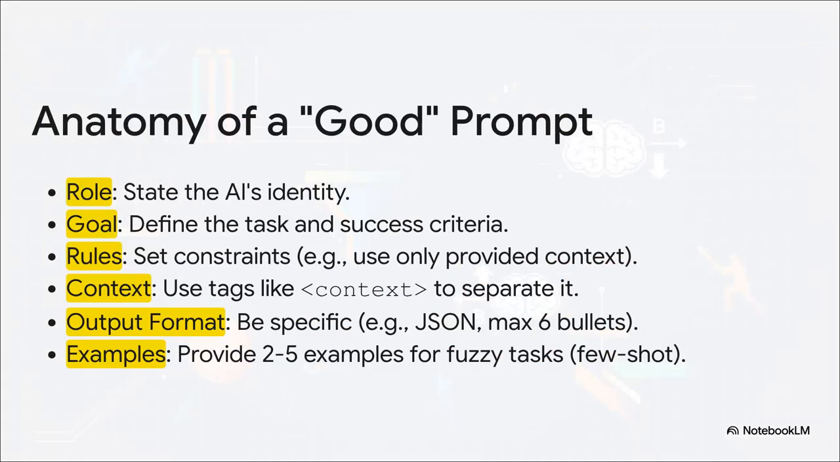So what's so cool about this is how it breaks a prompt down into its core engineering parts. When you define the role, the goal, the rules, and especially that output format, you're taking away so much of the randomness. You're reducing variability. And for those trickier, more fuzzy tasks, you can add a couple of solid examples. That's what we call few-shot prompting. It's a great way to guide the model without having to do a whole expensive fine-tuning.